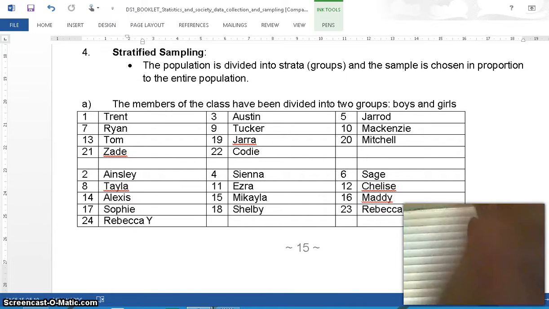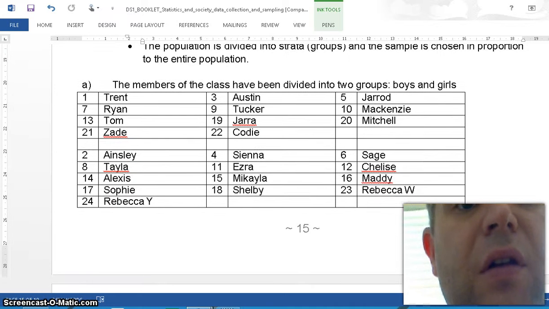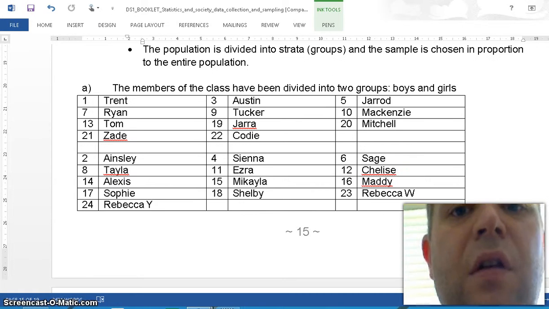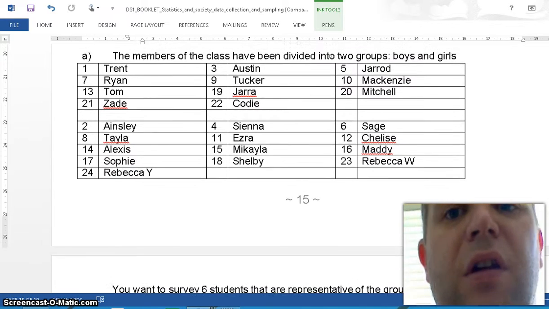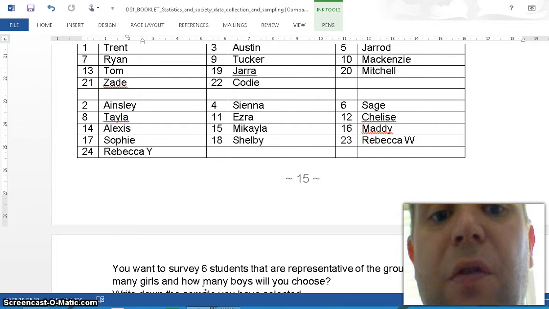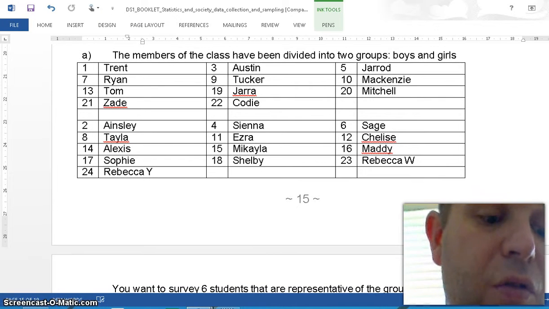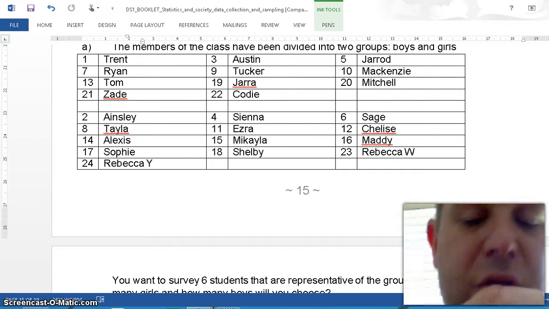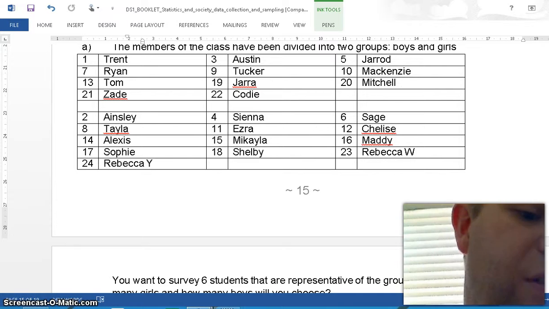stratified. So we can break up the class into 2 groups, boys and girls, as you can see there, and then try and pick in proportion to the population of the class. So the way to work out how to stratify this group, we want 6 students and we want them to be representative of girls and boys. So we've got 11 boys out of a total of 24, which gives us 45% boys, just 11 divided by 24, and we've got 13 girls out of 24, which gives us 55%.